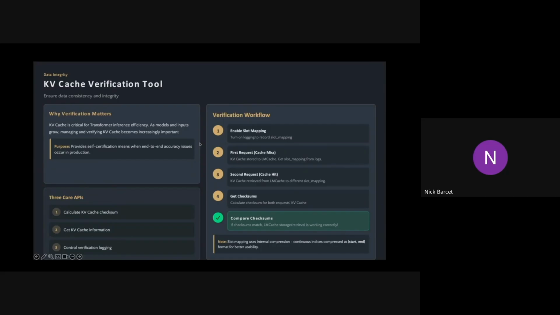Step 4. Get the checksums from both requests' KV-Cache from the GPU. Step 5. Compare the KV-Cache checksums of the first and second request slot mapping. If they match, MCache storage and retrieval are working correctly. For the slot mapping specification, we implemented internal compression, compressing continuous indices into start and end format, greatly improving usability.